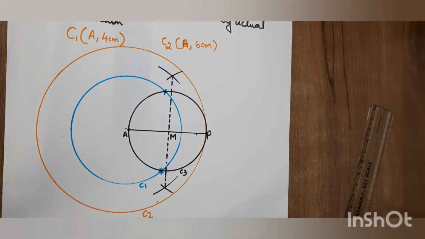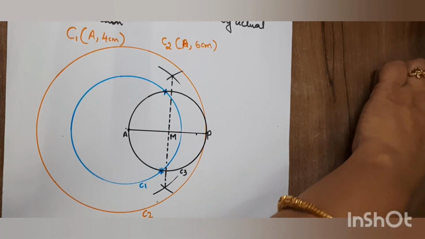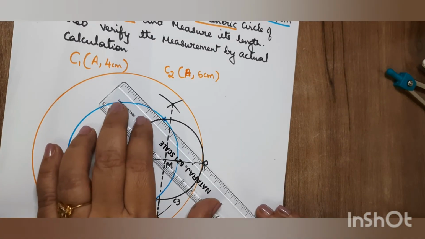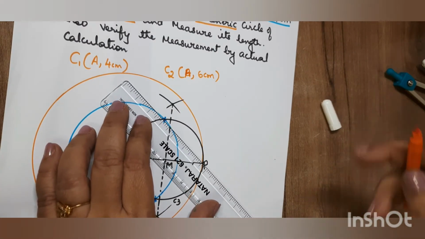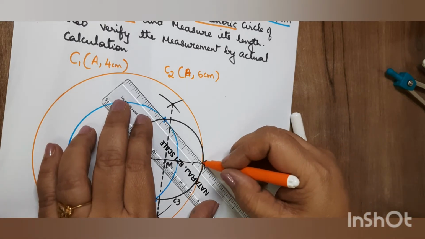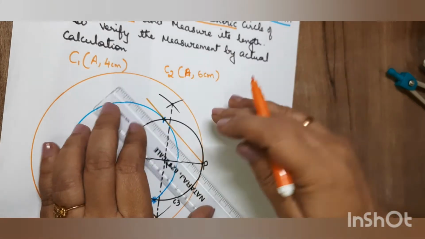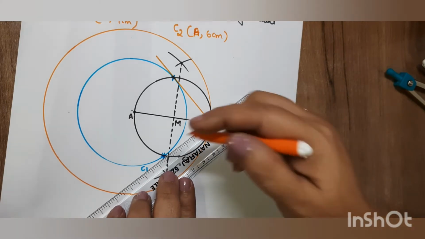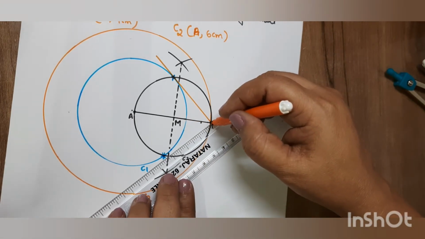So now draw the tangent from point P to circle C1. Be very careful, the line should touch outside and extend it. Then from P onto this point where these two circles intersect.